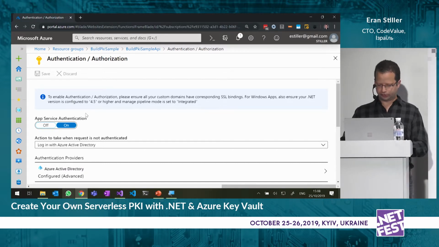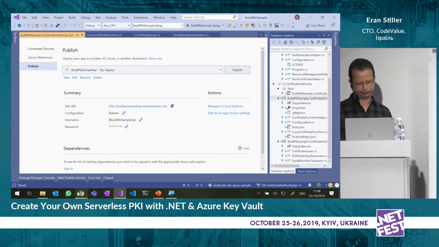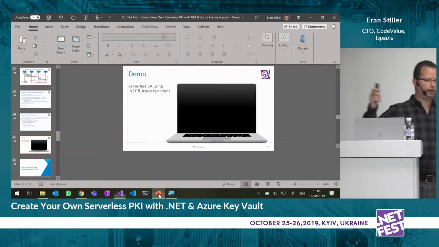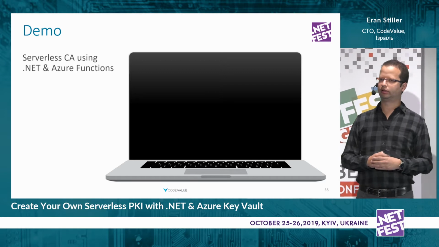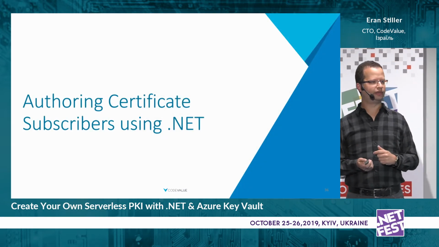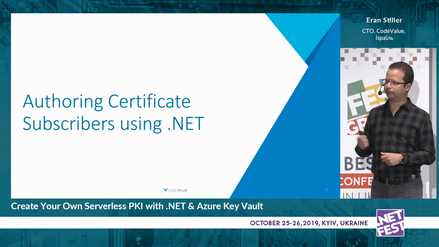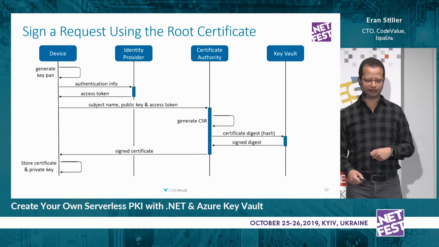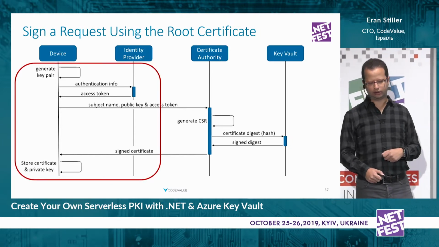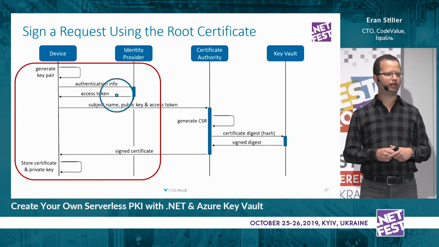All right, so we deployed our certificate. This is done. Deployed our Azure function. This ran all the way. And once it's deployed, we want to start using it. We want to start generating certificates with this root certificate. Now, I showed you this before, but in this phase, we'll focus on the client side. How do we generate the key pair? How do we request the access token and store the certificate securely on the device?